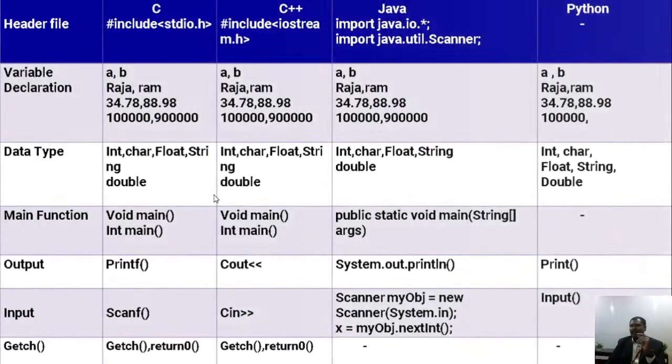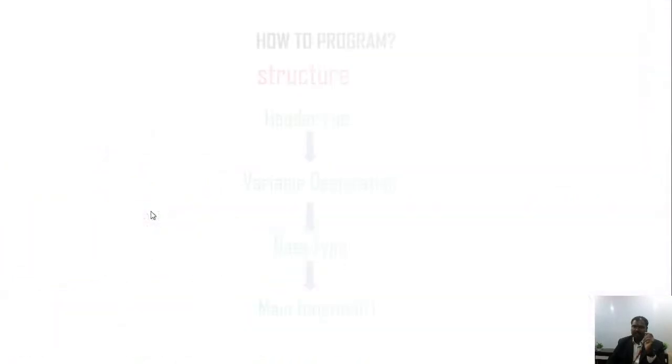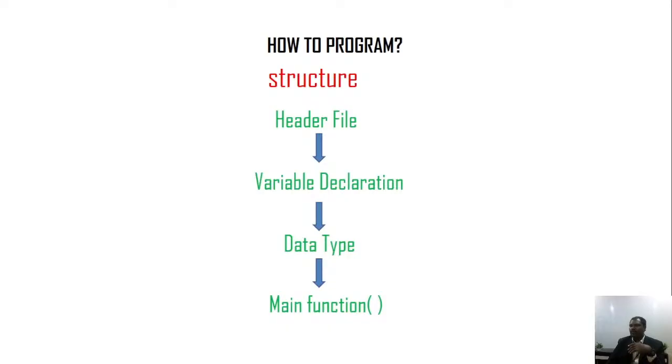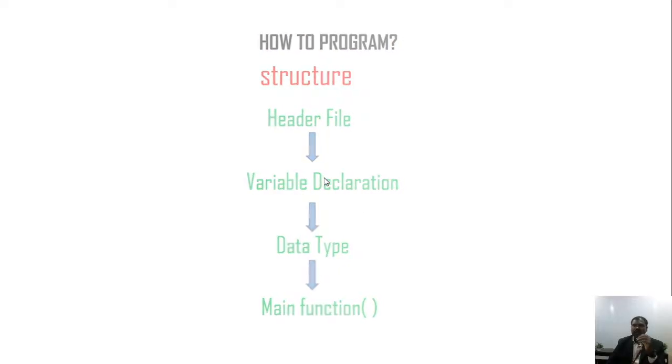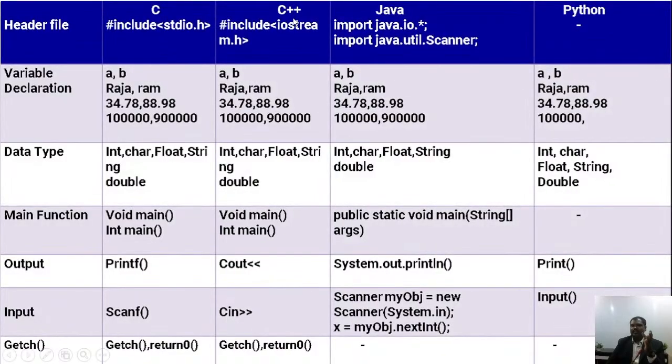This is the main table. Now kindly take a screenshot of this structure. This is a basic screenshot. If you want to build a building, you have to build a strong base, right? Likewise, this structure will be a strong base. If you know this, you can easily write programs in various languages like C, C++, Java, and Python, right? The first item in this structure is the header file.